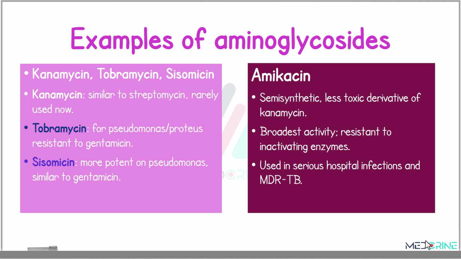Some other examples are kanamycin, tobramycin, sisomicin, and amikacin. Kanamycin has a similar structure and function as streptomycin, and it is rarely used. Tobramycin is used in the treatment of Pseudomonas or Proteus infections that are resistant to gentamicin. Sisomicin is known to be more potent on Pseudomonas, and it's similar in its pharmacokinetics and dynamics to gentamicin.